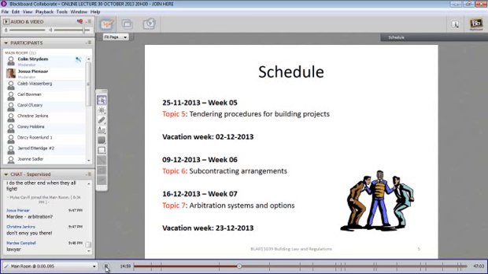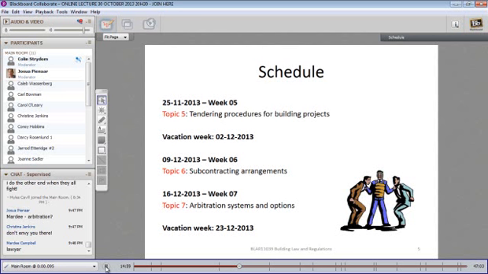We'll continue on, if there are no questions at the moment, with week 6, or topic 6, which is subcontracting arrangements. On subcontracting arrangements, it's basically the relationship between the builder or the contractor and its subcontractors. For instance, the contractor, and then maybe the bricklayer or the joiner, and so on. We'll also briefly touch on nominated subcontractors.